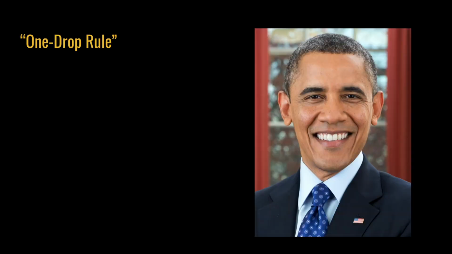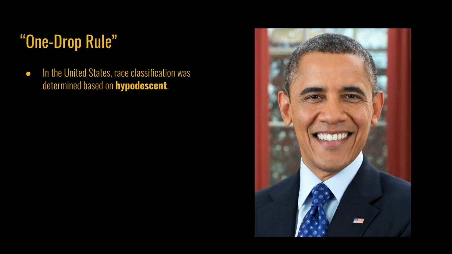In the United States, race classification started to be determined based on hypodescent, meaning that in a society with two different racial groups, one perceived to be inferior, the race of a mixed child would be assigned to the inferior race. One major example was Barack Obama, the country's first black president, who identifies as black and is classified as black despite his mother being white. This principle of hypodescent was also known as the one-drop rule, which stated that any person with even one ancestor of African descent is considered black.